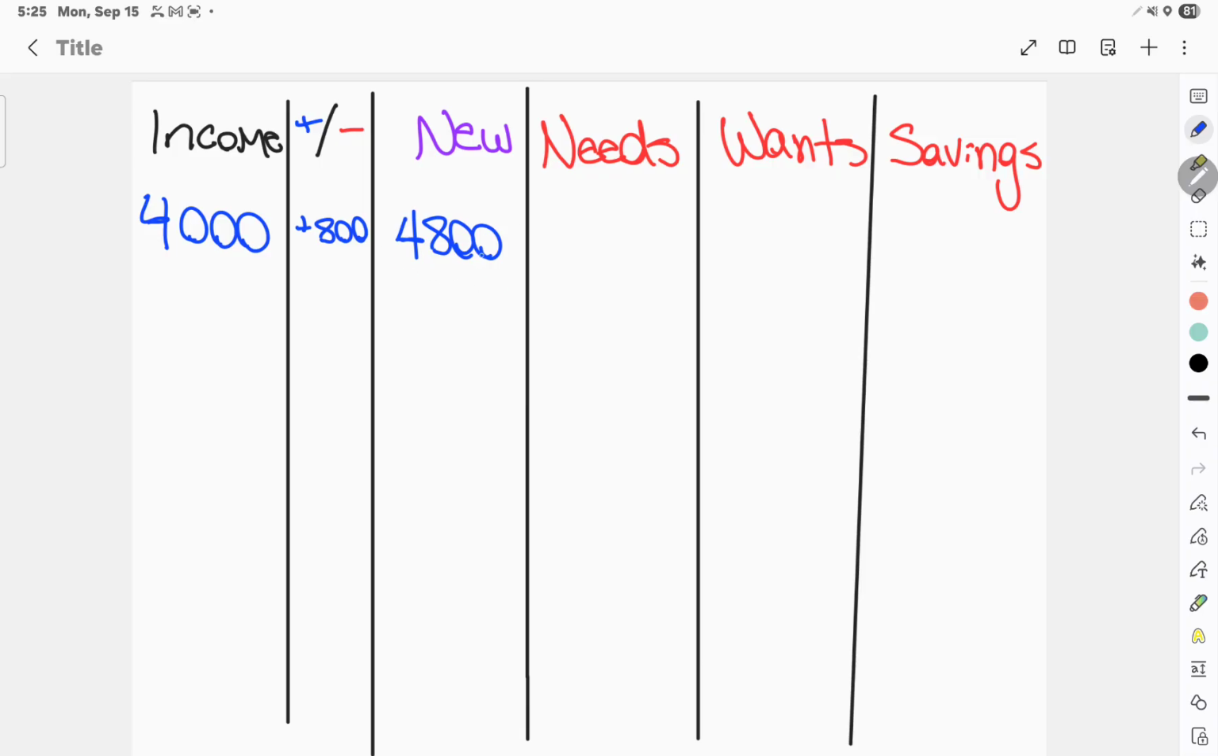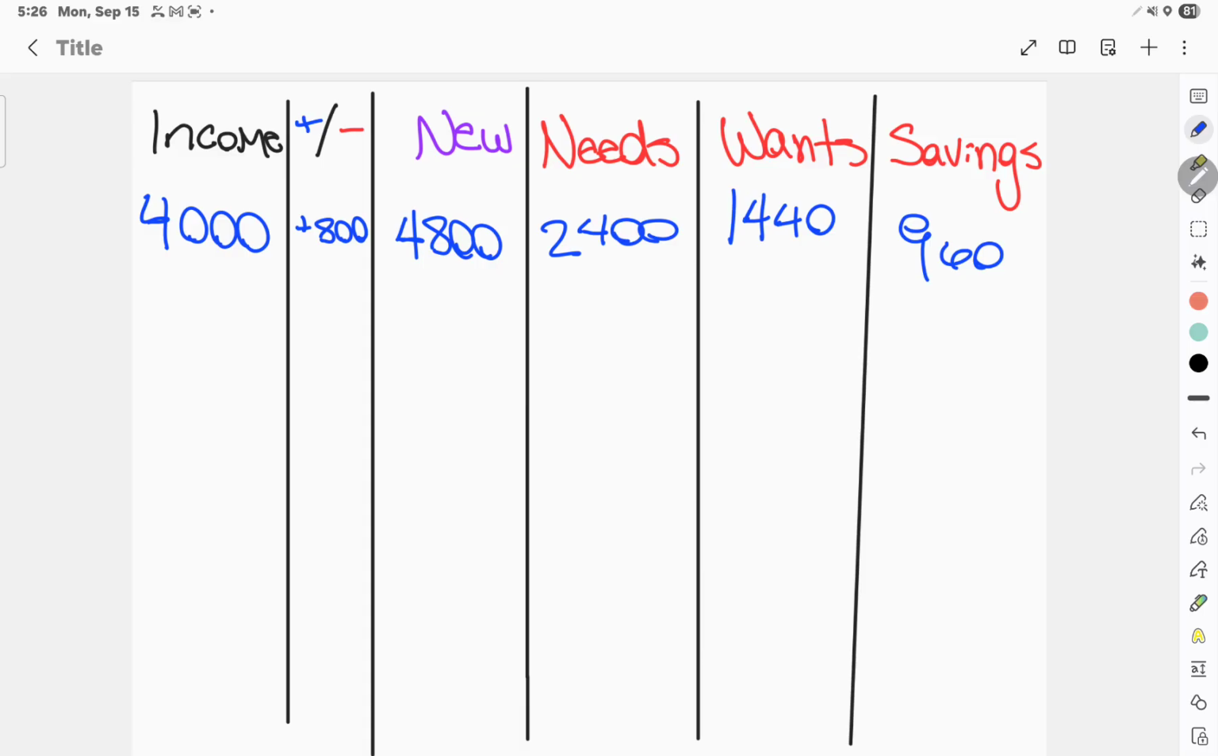But now we're going to just do the same exact 50-30-20 rule for our new total. So we take half of 4,800, we get 2,400. Then we also find out what is 30% of 4,800, times 0.3, 1,440. And then we figure out what is 20%. 960.